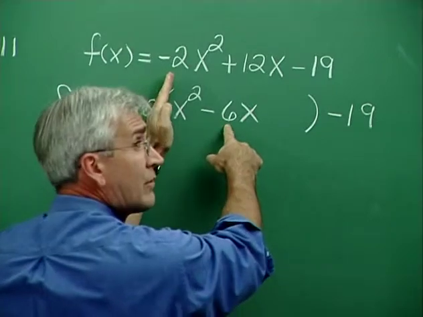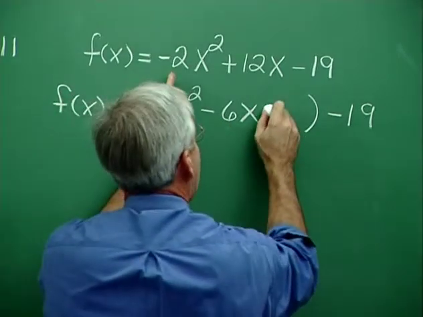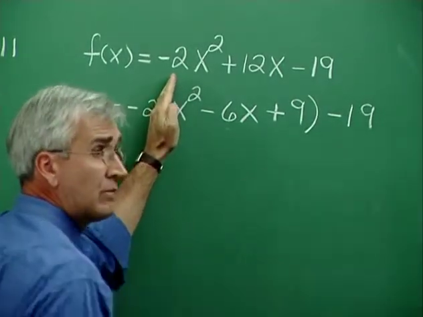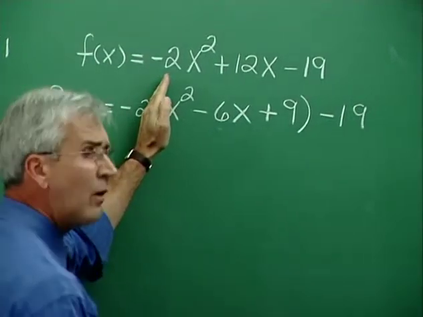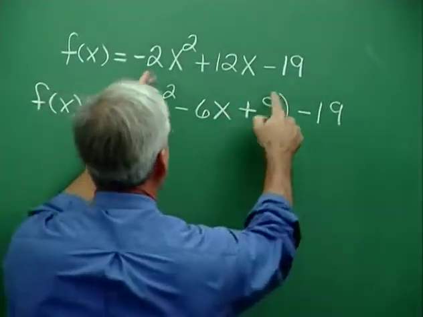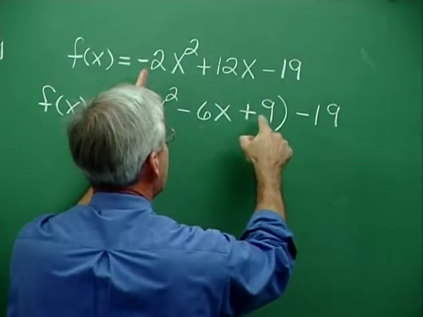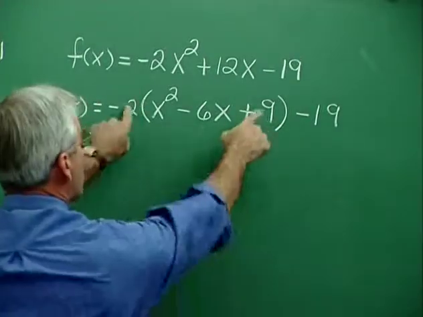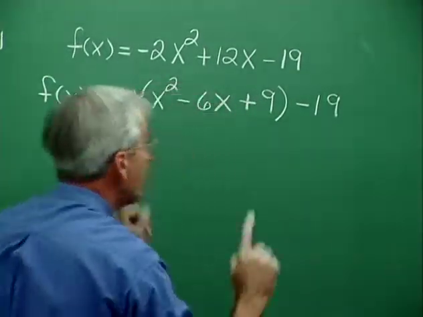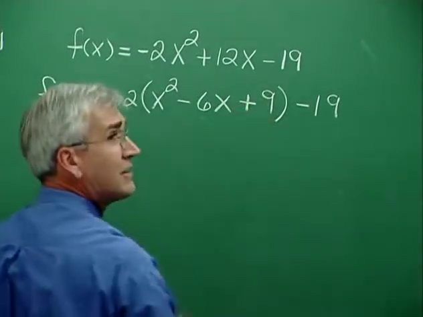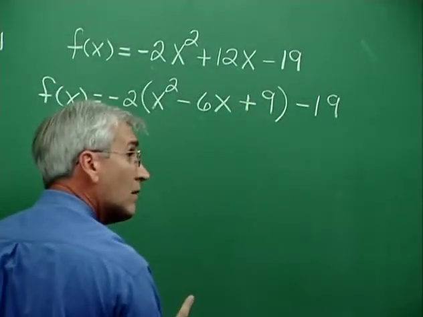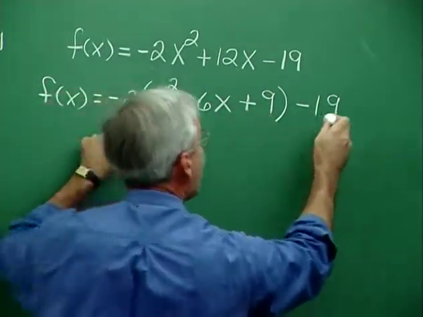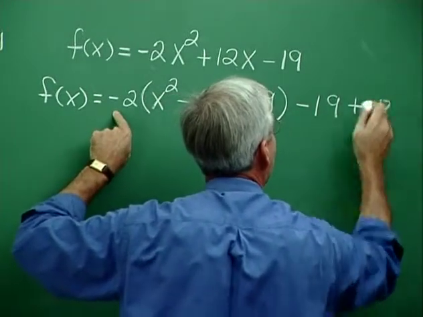Half of negative 6 is negative 3. Negative 3 squared is 9, so we're going to add 9 in here. Now the thought is that we have to balance the equation because we've caused an imbalance. But notice something here. If we add 9 in this parenthesis, what are we really adding to this side of the equation? We are really adding negative 2 times 9. We're really adding negative 18 to this side. In putting plus 9 right here, it really puts in minus 18 into this problem. So we have to go plus 18 out here.